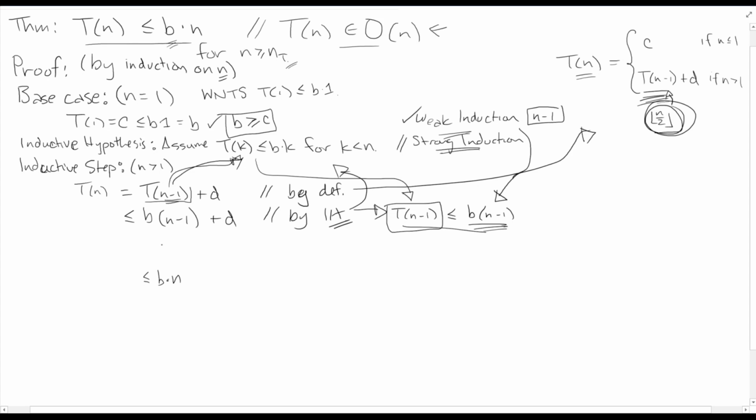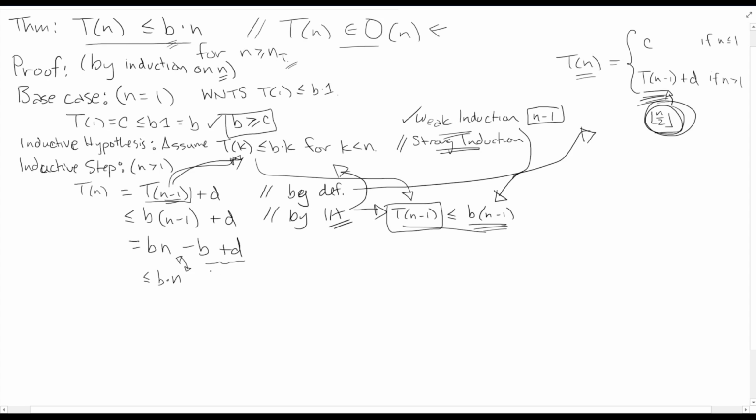Now, we still want to get down here below. We can see we're kind of getting close there. But we need to do a little bit of algebra to finish this off. So I'm going to multiply my b through here. We're going to get bn minus ab plus ad. And now we've actually got that term we want. We've got the bn. We just have these extra hangers on. And maybe we can get rid of them.